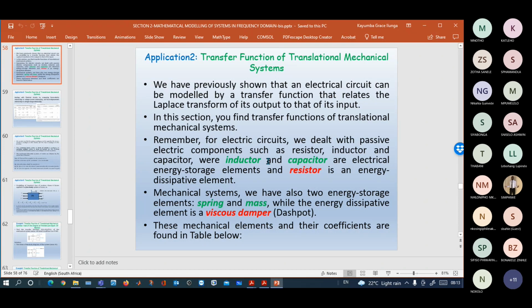As you can see, for the electrical system we used three components, which we said were passive components, so there was no internal source of energy within the component. We are basically going to do the same thing with the mechanical system, which will also use three components. Remember, in electrical we use components that could store energy and components that could dissipate energy. The resistor can dissipate energy, but the capacitor and inductor can store energy.